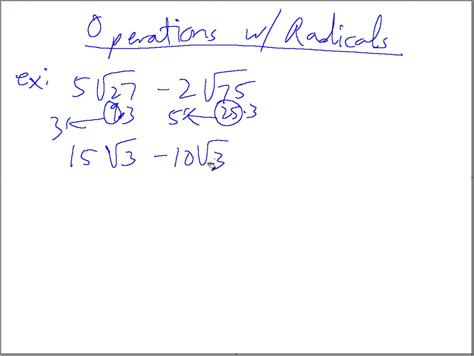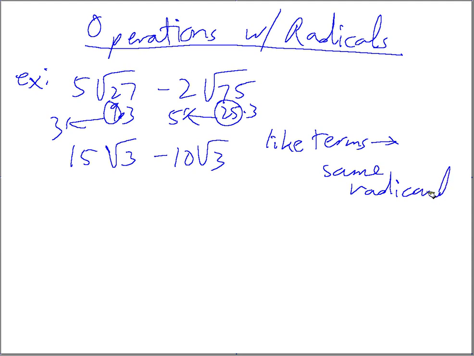So are these like terms? And the answer is yes, they are like terms, because like terms for radicals means the same radicand, the same number inside the radical. They both have 3 inside the radical, so they're like terms. We can subtract 15 and 10. That's 5 radical 3. Okay, so simply simplify the roots and then see if you have the same radicand inside. If you do, then they are like terms, and you can finish off the problem.